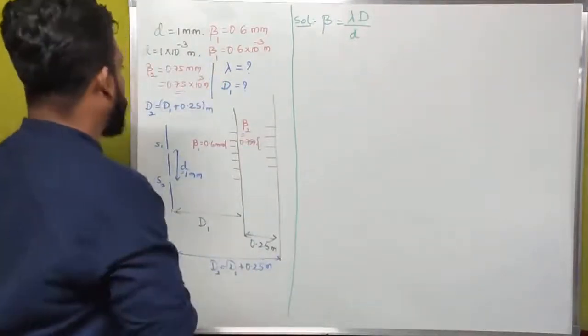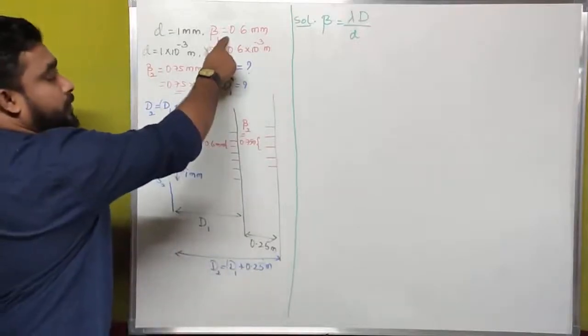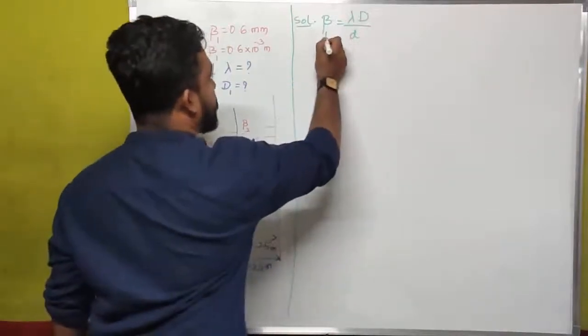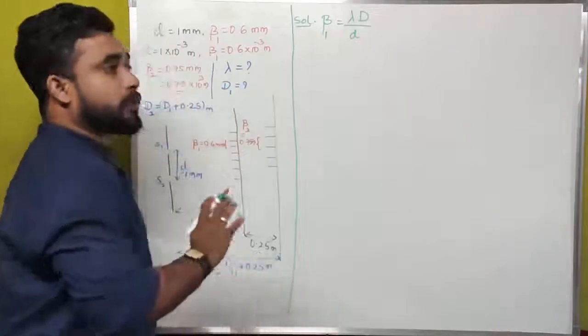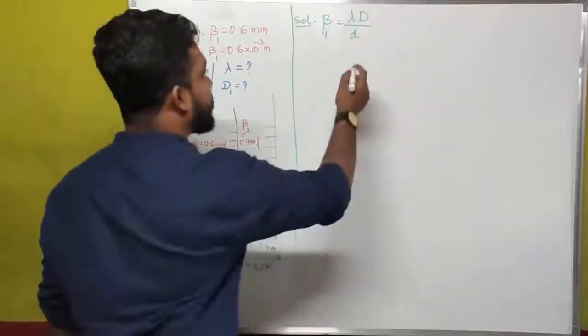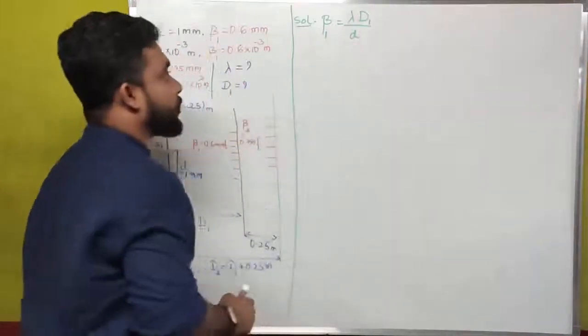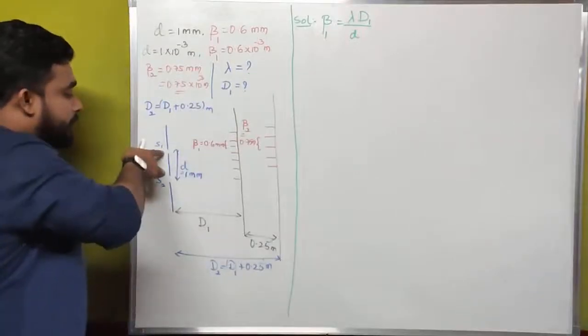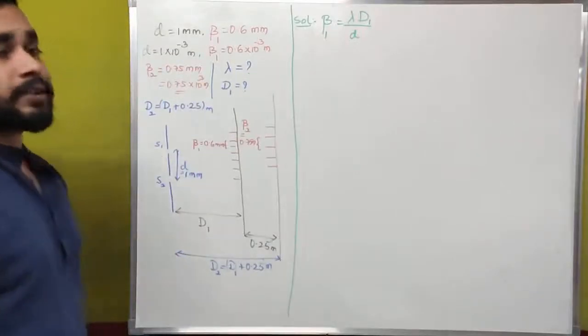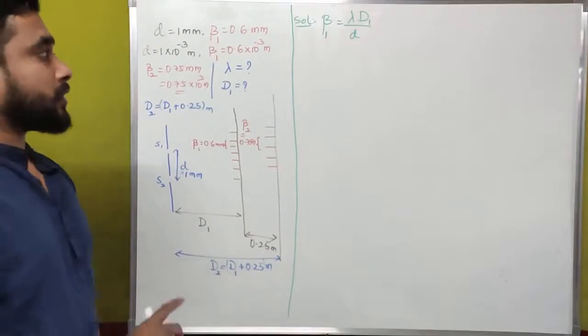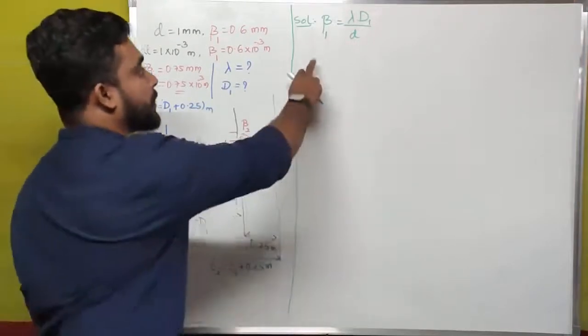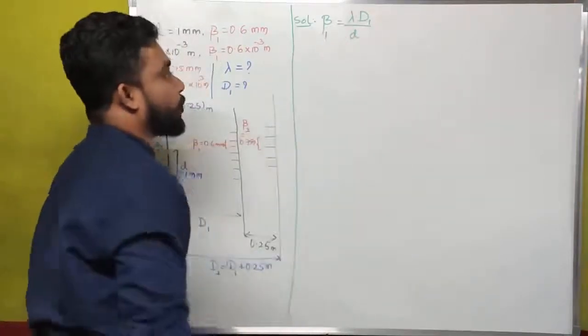Okay, here what we have is beta 1. That's why I am going to call this beta 1. The wavelength is same for both the fringes, and the distance is what is going to change, and here the distance between the slits is the same. The properties that don't change are lambda and small d here.